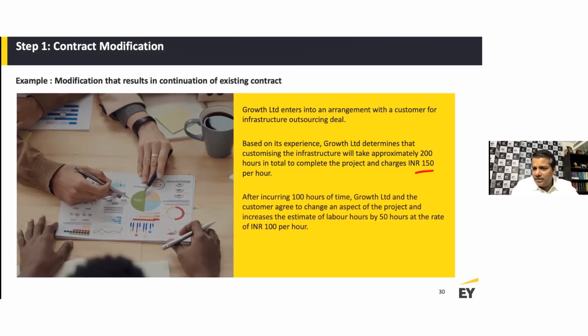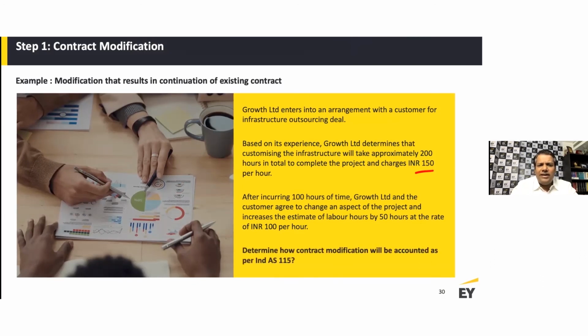Now, after incurring 100 hours, Growth Limited and the customer agree to change an element of the project and increase the estimate of labor hours by 50 hours. And they also agreed a rate card of 100 per hour. So I changed my rate from 150 to 100 rupees an hour, and I also increased the scope. I've agreed that I'm going to spend another 50 hours of time, right?